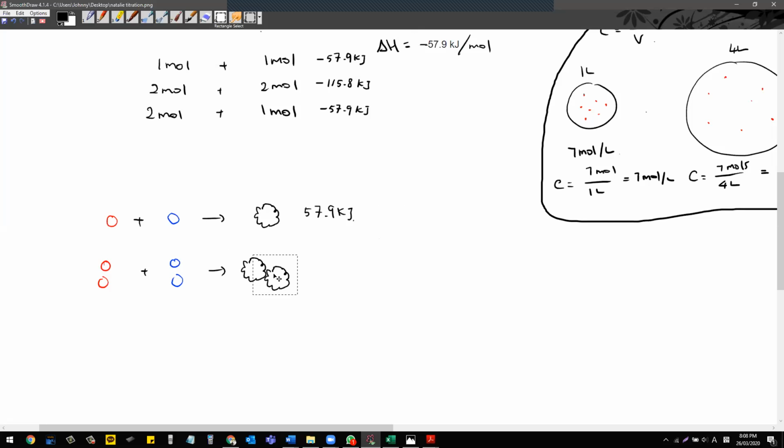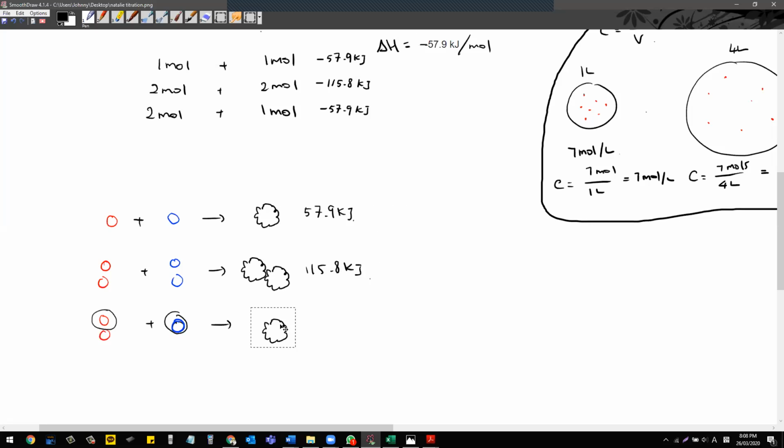Two of those, bam, bam, like that, okay? So that'll be 115.8 kilojoules, true? Right. Now, if I have 2 of this and just 1 of that, then what's going to happen is this is not going to do anything. It's just a reaction between this, and this one has no one to react with, and this will be exactly the same as this case over here.